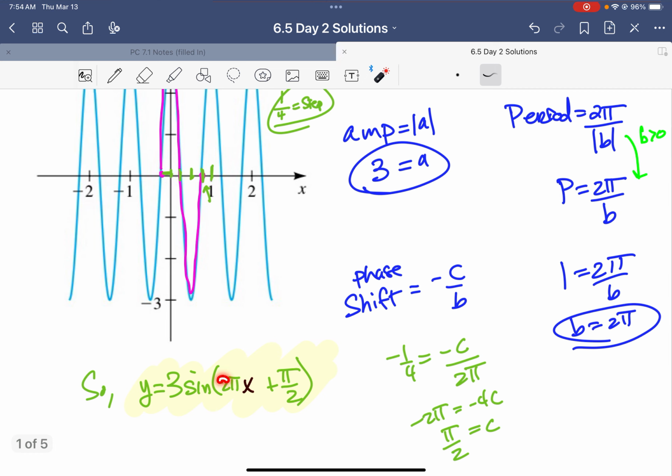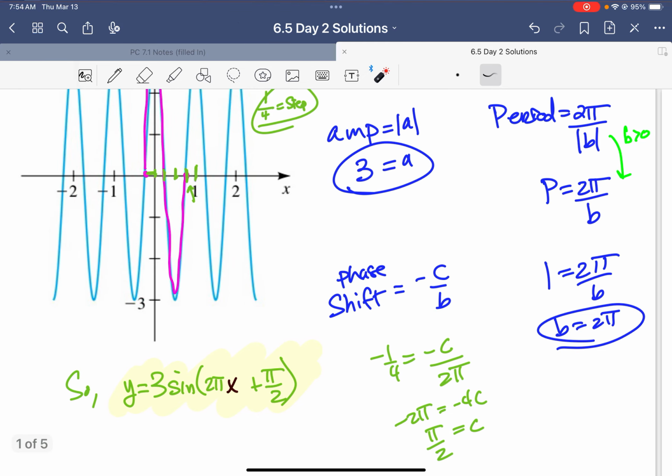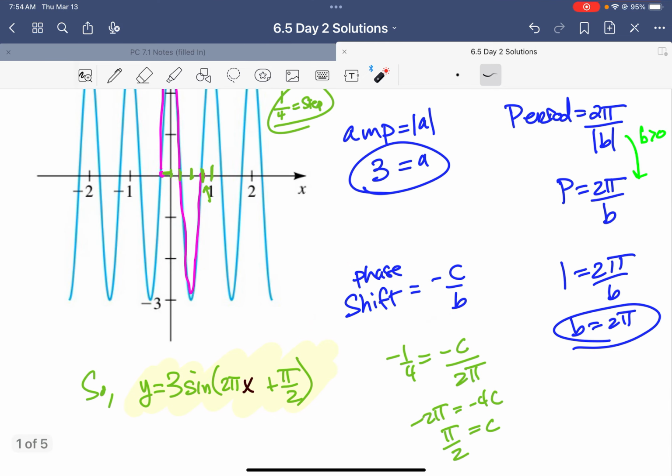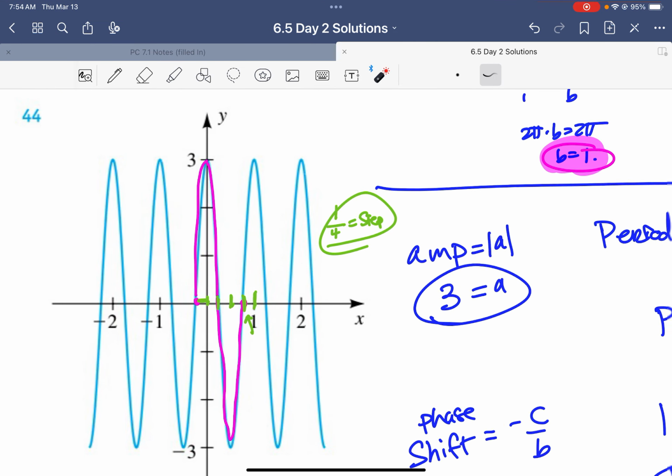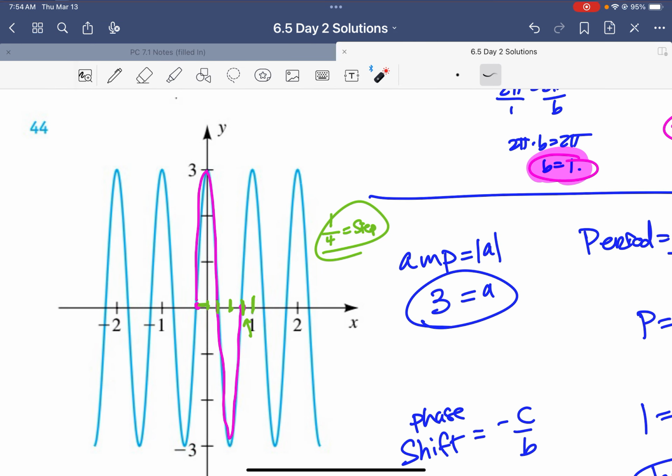So in my equation, I know that b is 2 pi and amplitude is 3 so far. All I have to do is find my c and my d. But since it looks like the midline is still at 0, I know that d is 0. Then to solve for c, I know my phase shift is always negative c over b. So I look to the left and find out where my first 0 was to find the smallest phase shift I could use.